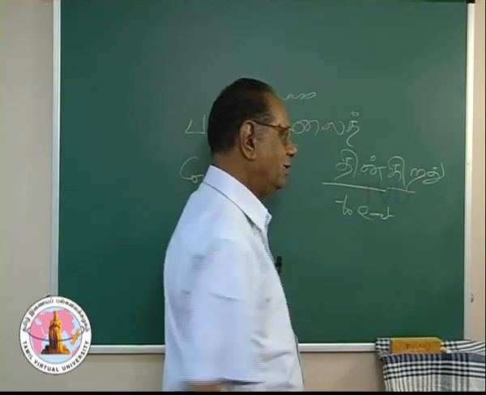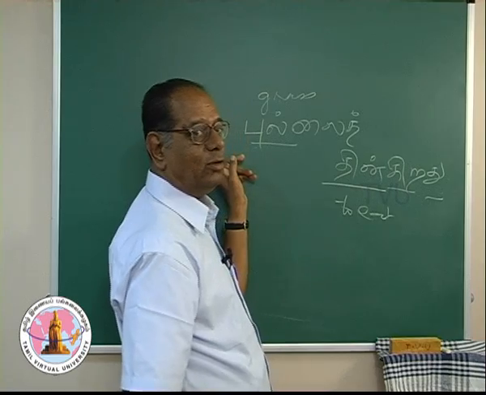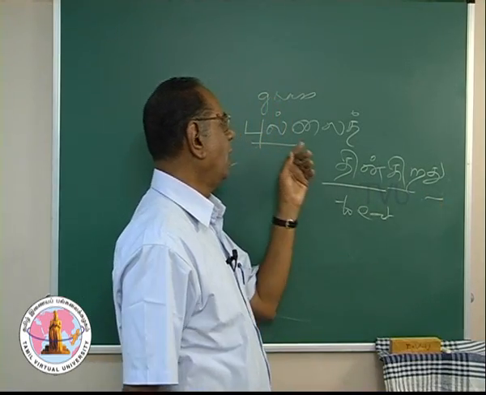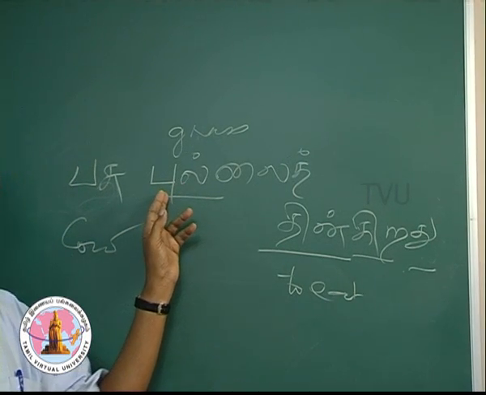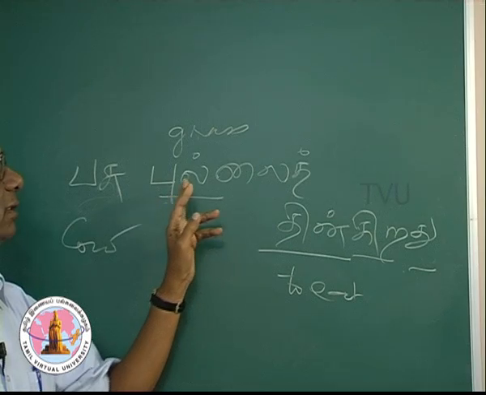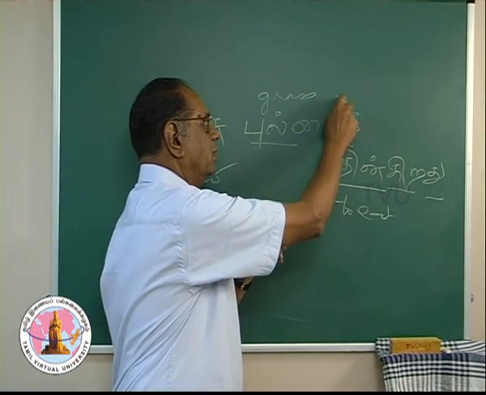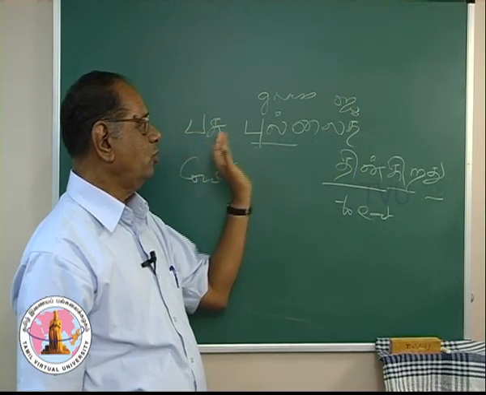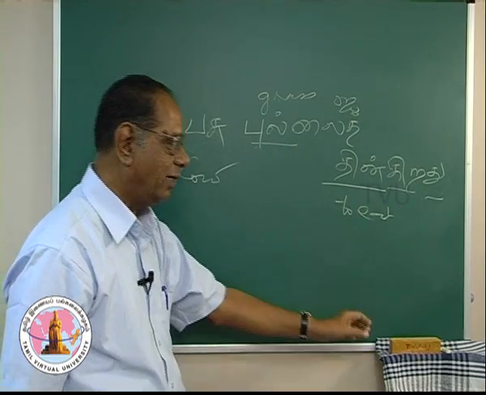Kiru is present tense marker. Pasu is third person singular neutral gender, so adu is the suffix. Pull, because it's a two-lettered word with a short vowel in the beginning, the consonant gets doubled when it takes up the case marker. So, Pasu pullai tingirathu is another example we have already seen.